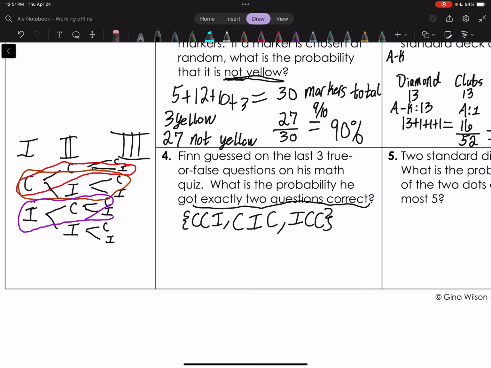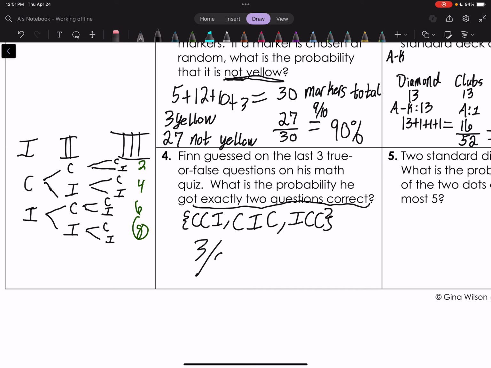Now, if you follow this tree on the last one, and I'm going to erase these markings real quick to make it clear. My final options, I'm going to have 2, 4, 6, 8 total different ways this could play out. To get exactly 2 questions correct, his probability is 3 out of the 8 possible situations.